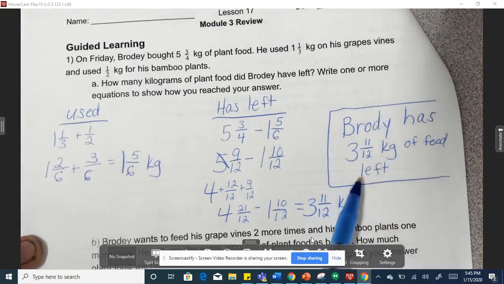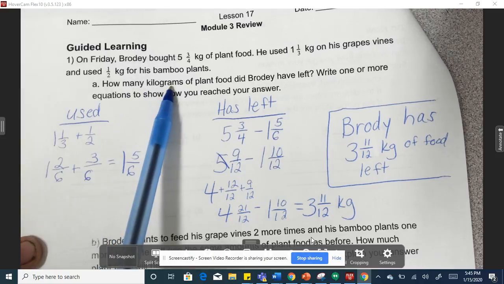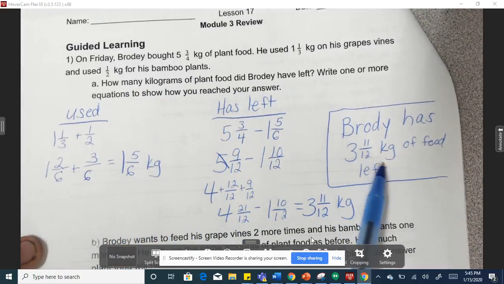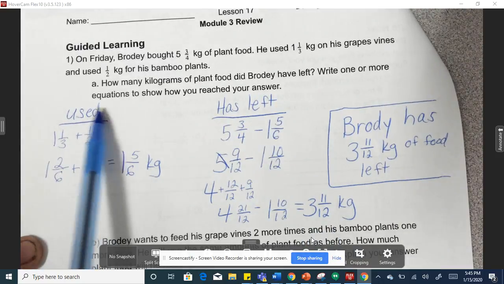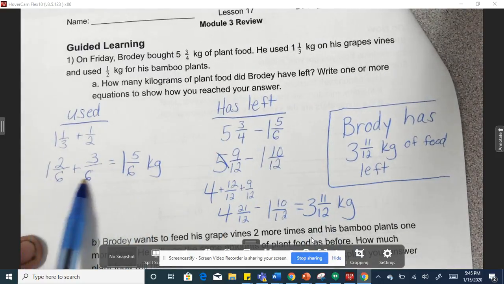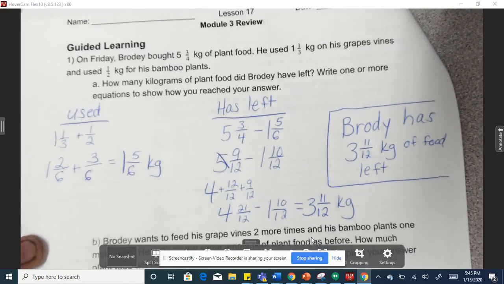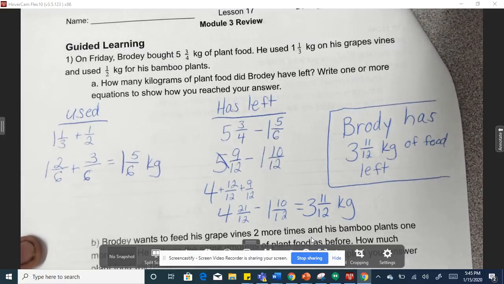So I'm looking back at my question and seeing if I answered it. How many kilograms of plant food did Brody have left? I have it right here, 3 and 11/12 kilograms. Write one or more equations to show how you reached your answer. Here's one equation, here's my second. So I know I've answered all parts of the question. We're going to move on to part B.